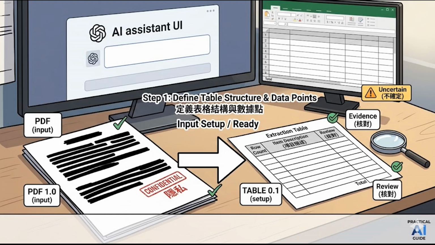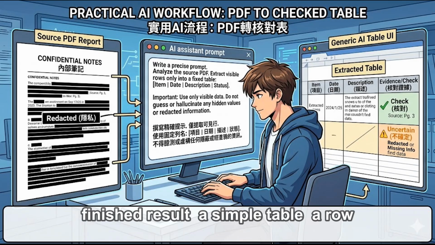Today we use free and free-tier AI tools to turn one messy PDF report into a checked table that a normal person can review. In the first minute you will see the finished result: a simple table, a row count, a total check, and a red list of cells that still need human review.